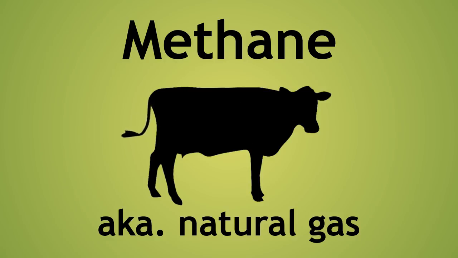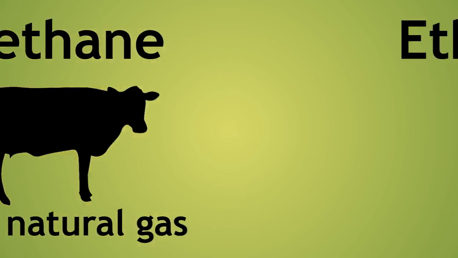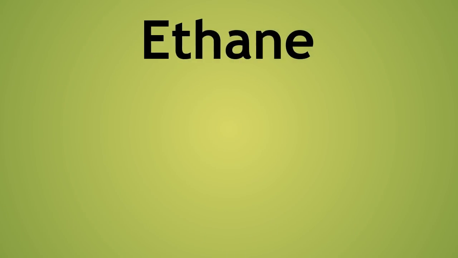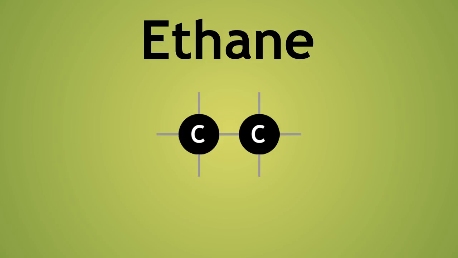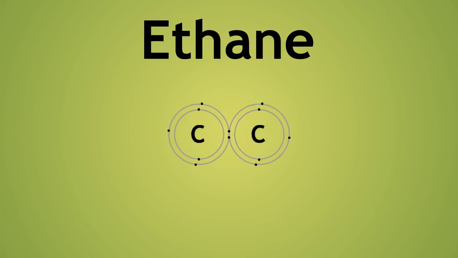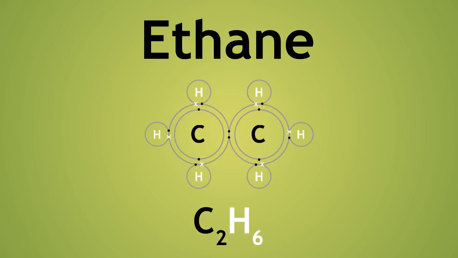The next molecule in the homologous series of alkanes is ethane with 2 carbon atoms. As you can see, a single covalent bond is formed between the 2 carbon atoms, with 6 more hydrogen atoms covalently bonded to complete the molecule.